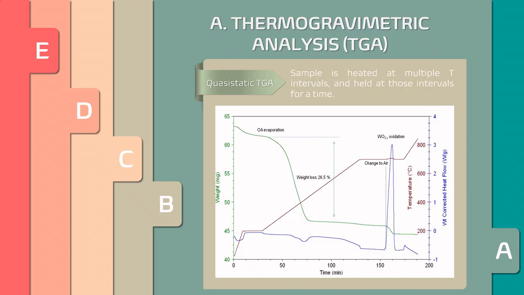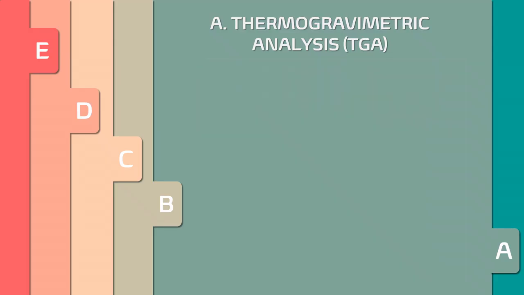For quasi-static TGA, the sample is heated in multiple temperature intervals and held at those intervals for a time, often until the mass stabilizes. This is ideal for investigating substances that are known to decompose in various ways at different temperatures, and better characterizing the way in which they decompose. This technique is much more complex, and more in-depth information must be acquired before designing a TGA experiment using a TGA instrument or reading the results.